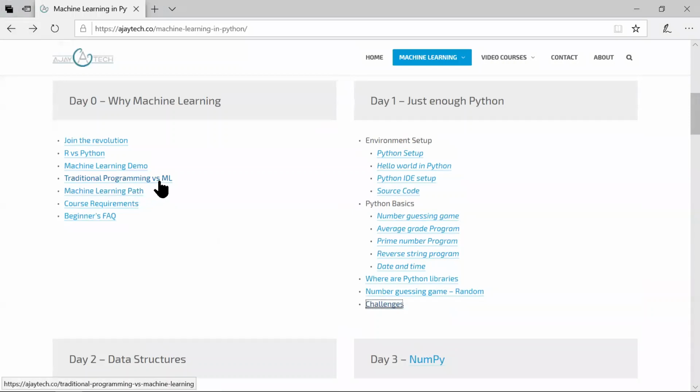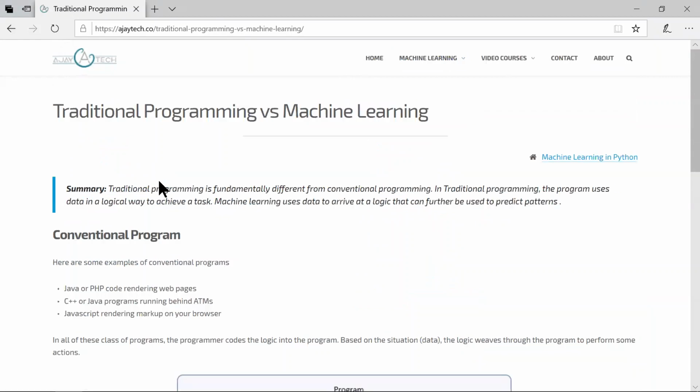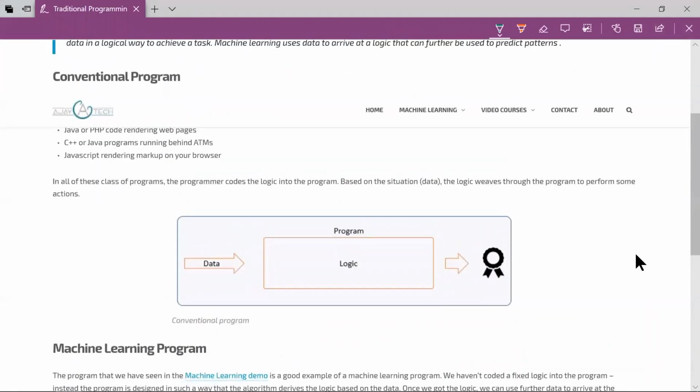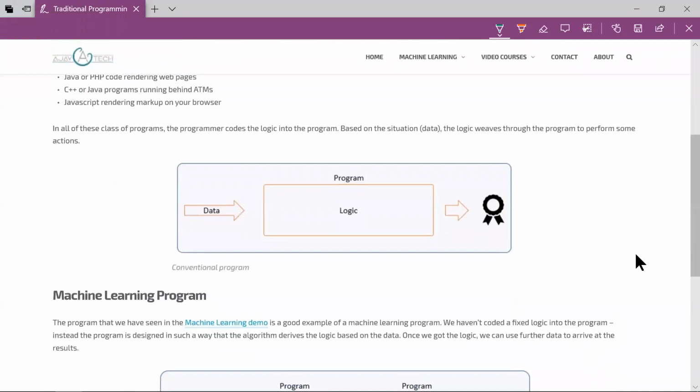Okay, now let's talk about traditional programming versus machine learning programming. If you come from some kind of a traditional programming background, like Java, PHP, HTML, JavaScript, web programming, Python, any programming is okay. This is the general model of a conventional program. So let's take a web example.